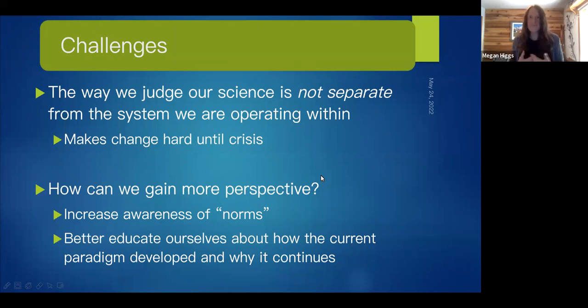So as I've said before, we need increased awareness of norms and better education about how the current paradigm developed and why it continues.